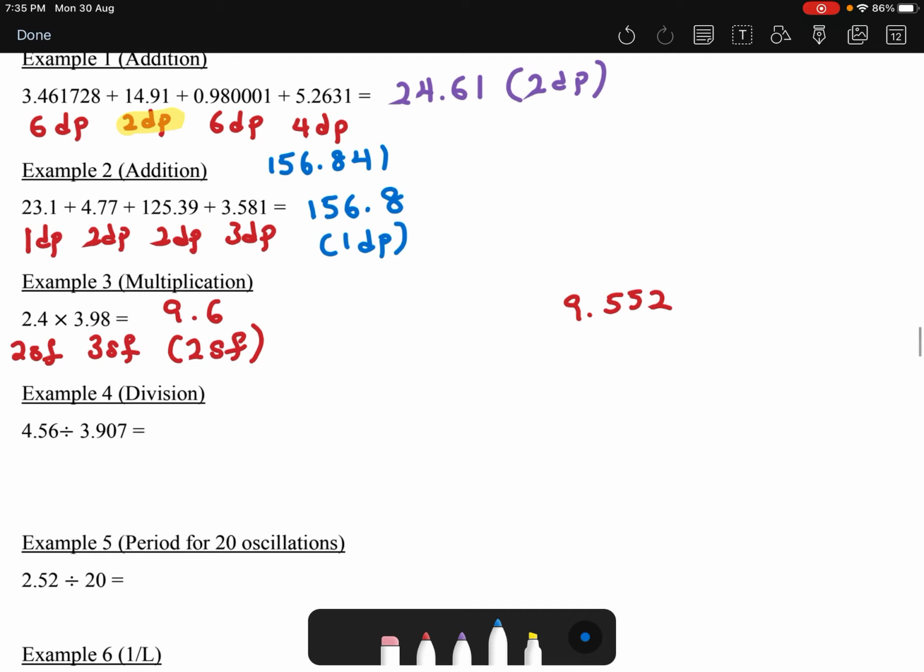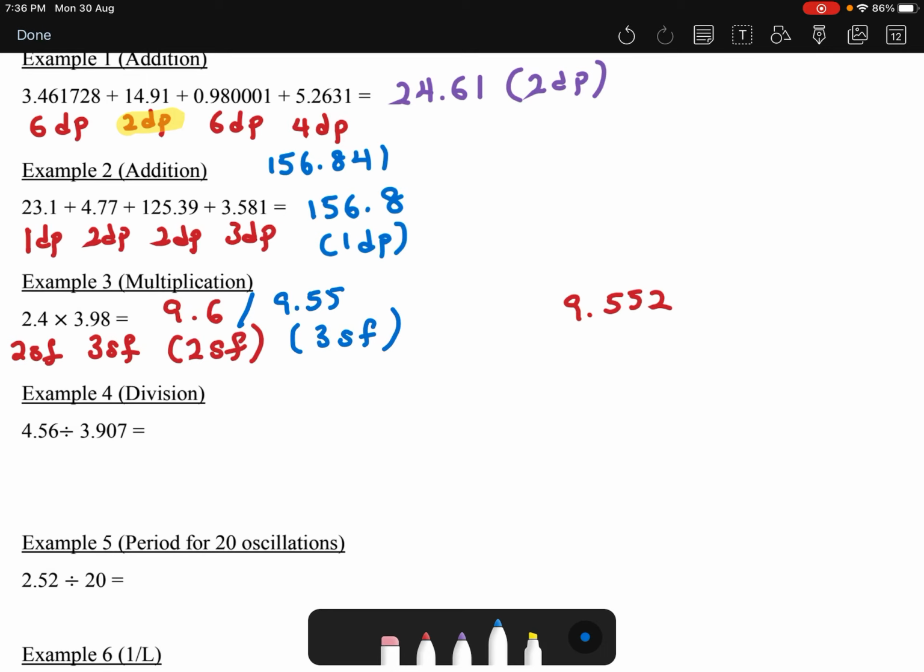So you can also give them 9.955. So this is 3SF. But of course, to keep everything in the simplest state, we just follow the least SF.